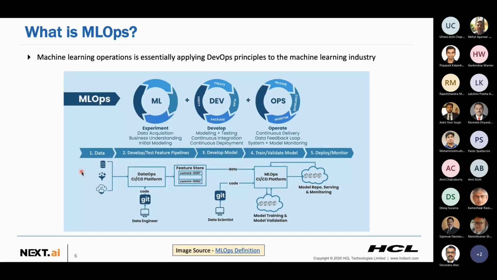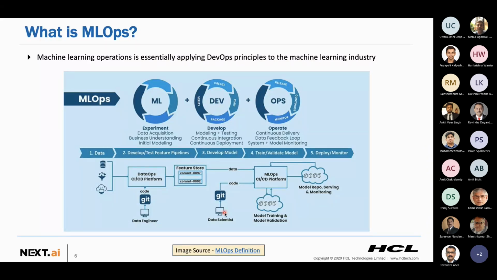At the bottom, we can see the same things, the data which is gathered for the experimentation stage. There are three different sets of teams working in this whole MLOps life cycle. One is the data engineers, who keep track of all the data being gathered for the ML project. The data ops will be controlled by the data engineer. Later on, the feature store serves as an intermediary between the data engineer and the data scientist.